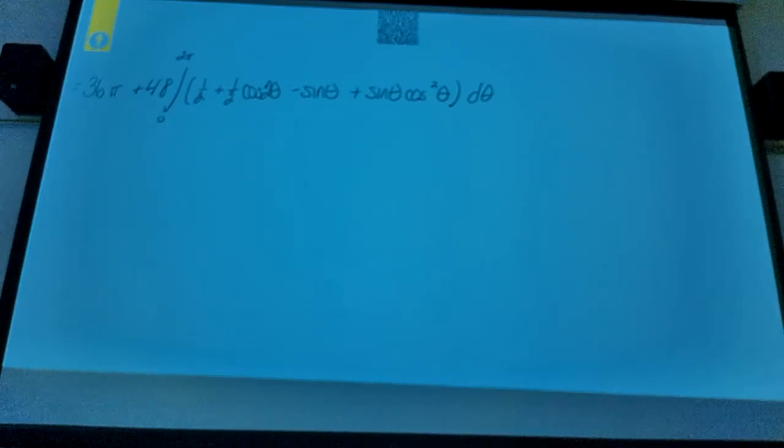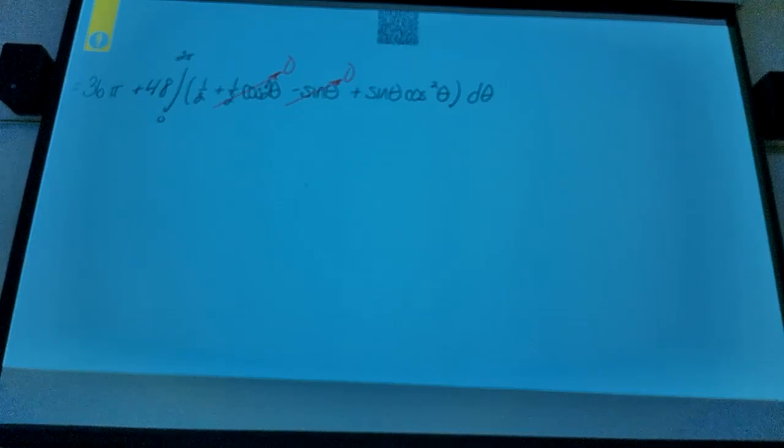What's the period of cosine of 2 theta? It's pi, right? It's 2 theta, not just theta. Well, we're integrating from 0 to 2 pi, right? That length is a multiple of pi, so that's 0. What's the period of sine? 2 pi. That's 0.